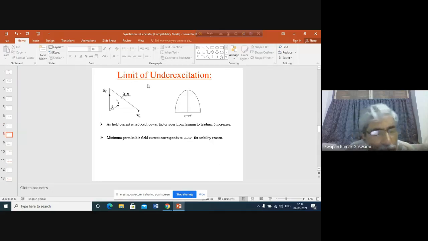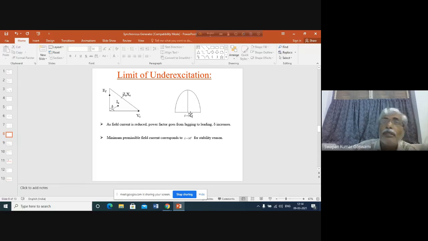How much we can reduce the field current? Obviously, at steady state, you cannot operate a generator beyond delta equal to 90 degree. If the generator is cylindrical rotor type, what is the limit of delta? Obviously 90 degree. That means here this is the maximum permissible value of delta at steady state.